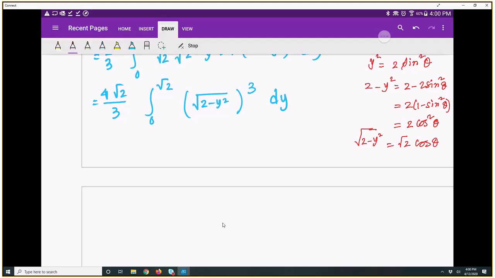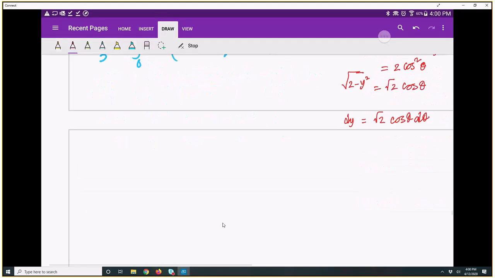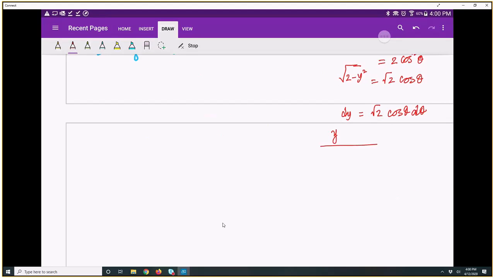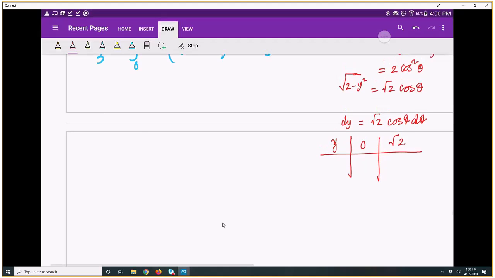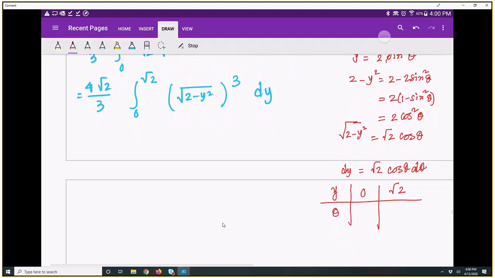What else do I do? Since my substitution was y equal to square root of 2 sine theta, differentiating both sides, I will get dy equal to square root of 2 cosine theta d theta. The final thing is changing the limits. So your y limits were 0 and square root of 2. Those were the limits of the integration. And I want to see them in terms of theta. So what I do, I also recall that I have substituted y equal to square root of 2 sine theta.